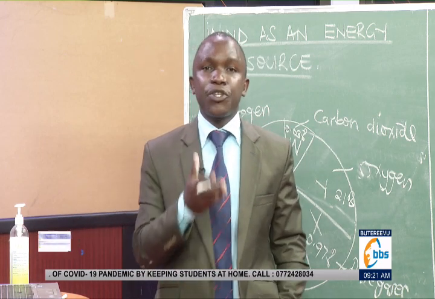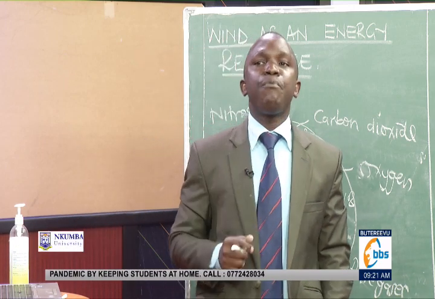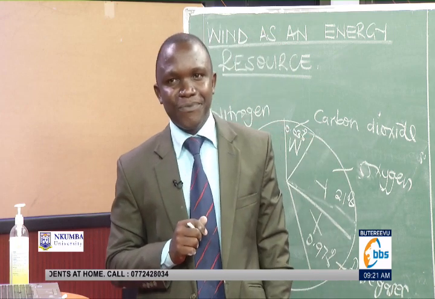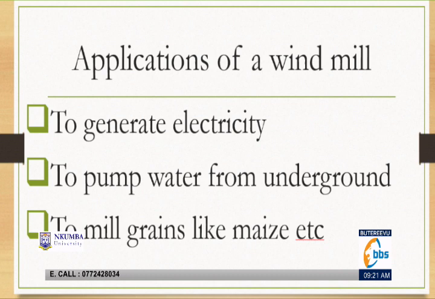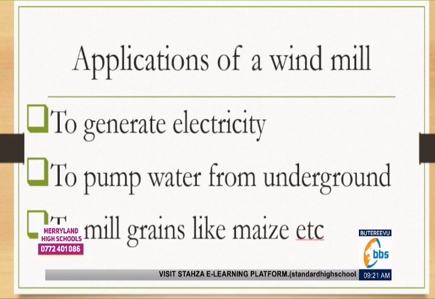Secondly, a windmill is used to pump water from underground. It is used to mill grains like maize. Remember, maize and rice are cereals. Cereals are crops with grains. Don't forget that. These are crops with what? Grains. We have maize, rice, and so on.